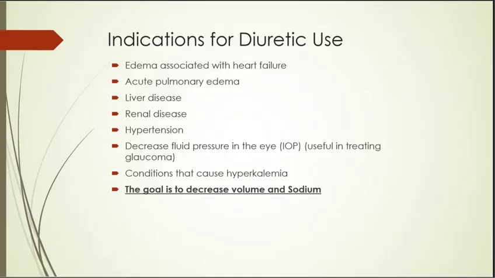Hypertension, and increased intraocular pressure, the fluid pressure in the eye. It's useful for treating glaucoma. Conditions that cause hyperkalemia. The goal is to decrease potassium in some diuretics, except for potassium-sparing, and the goal is to decrease volume and sodium.